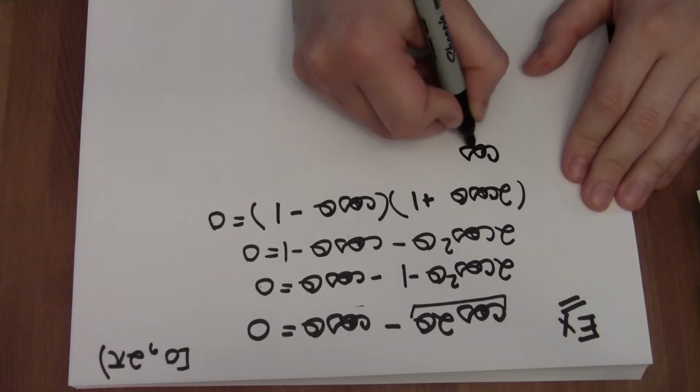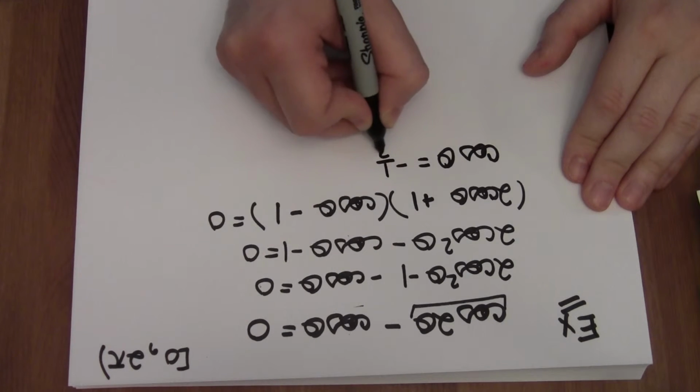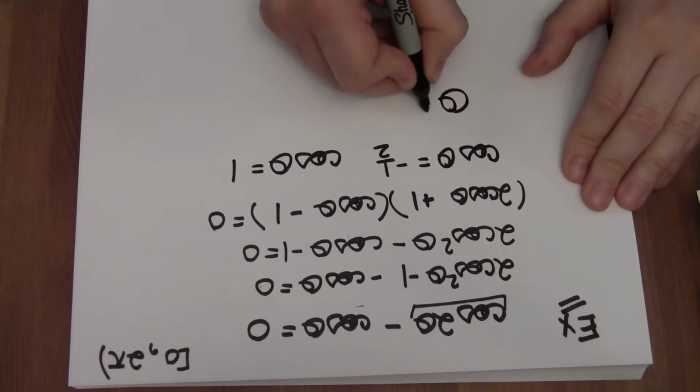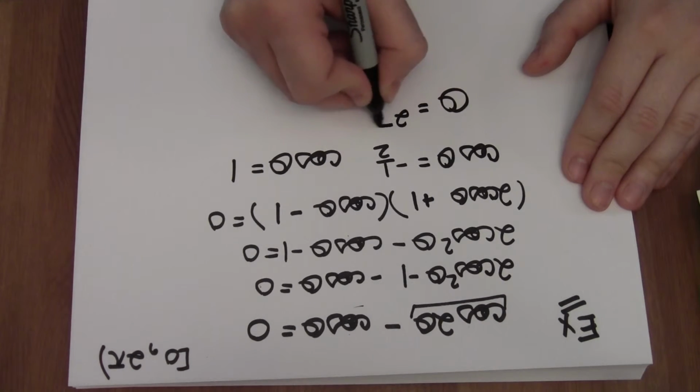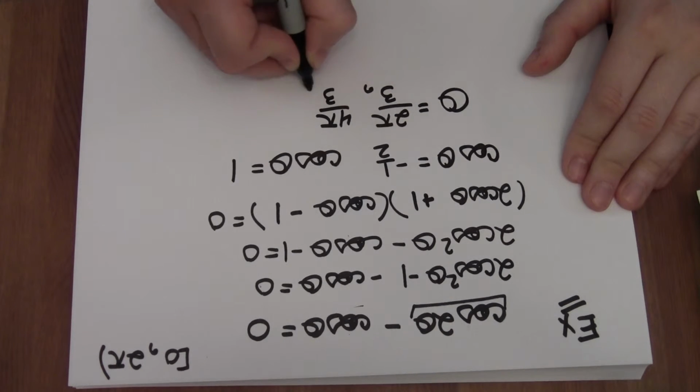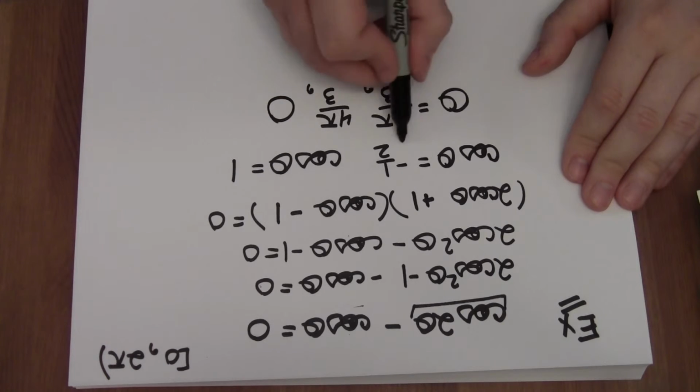Setting both parts equal to 0, we get the cosine of theta equals negative 1/2, and the cosine of theta equals positive 1. So theta is going to equal 2 pi over 3 and 4 pi over 3. And then from this part, you're also going to get 0.